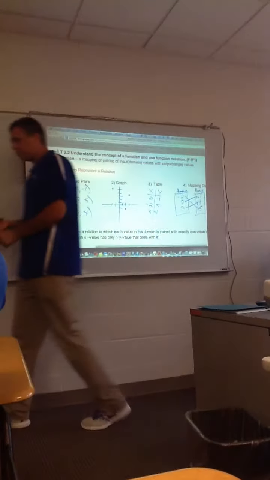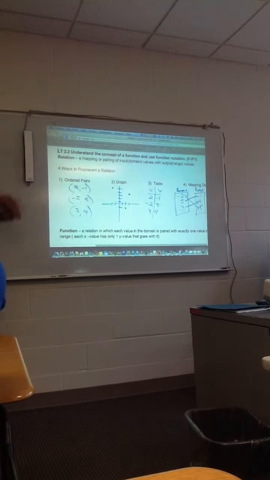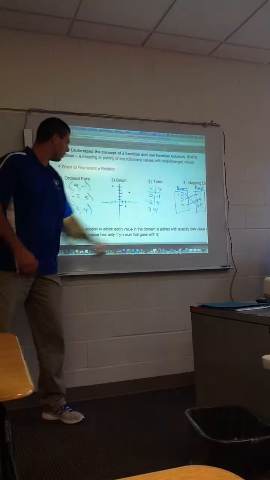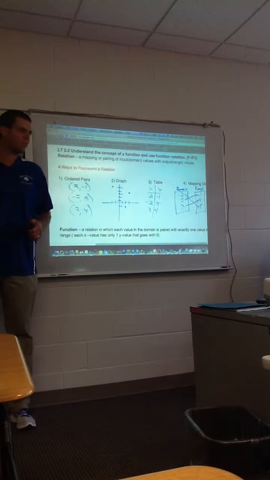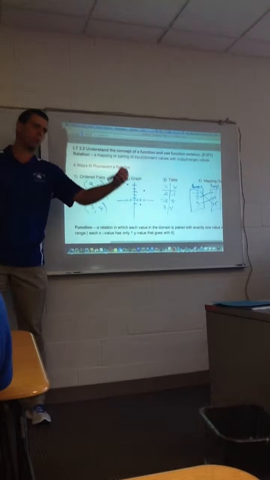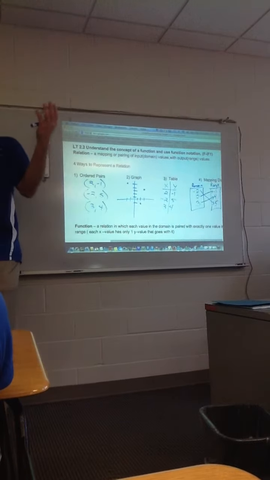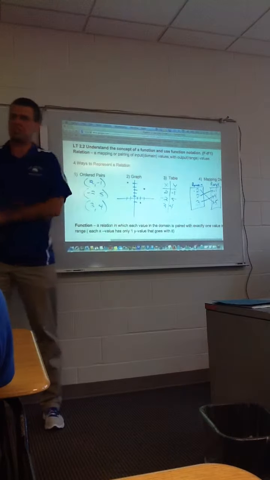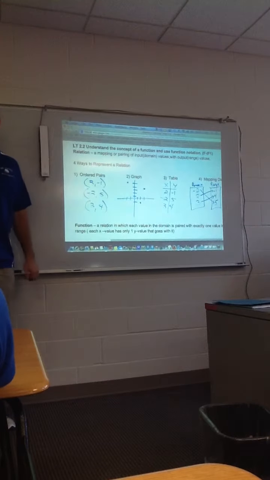So you've got a set of ordered pairs, a graph, a table of values, and a mapping diagram. All four of those are ways you can represent a relationship of x values with y values. And you've seen them all. We didn't do a lot with it, but you've seen it. Questions?